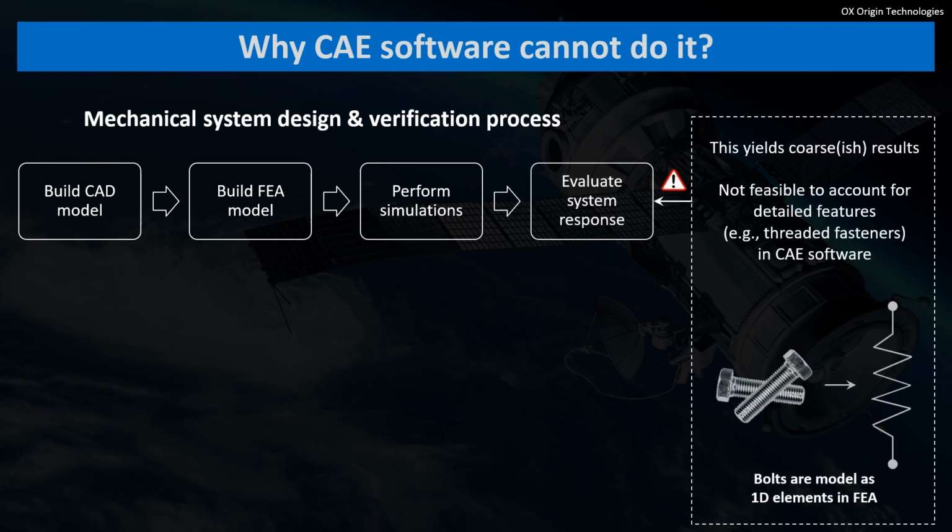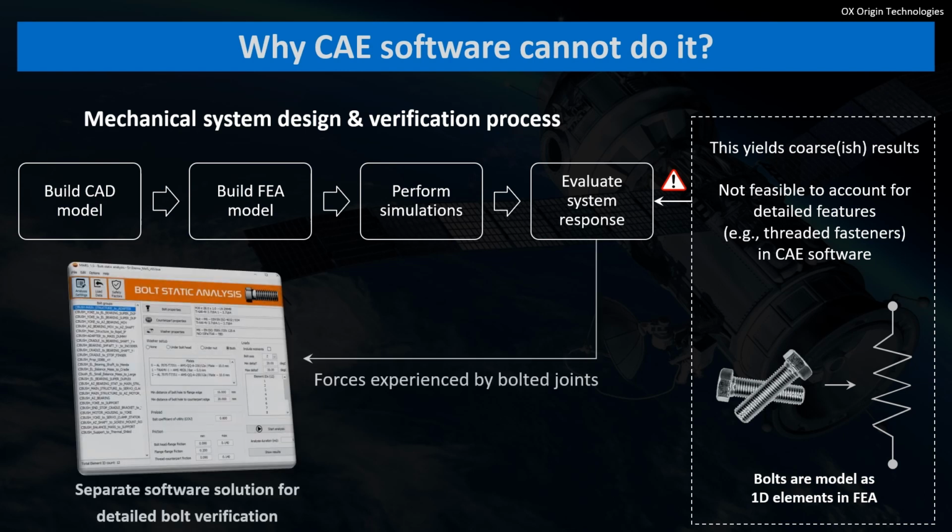But it's not feasible to build the FEA mesh to cover the entire system and to be fine enough to capture the small details such as the thread of a bolt. So you get around this problem by building a coarser FEA model which accounts for a bolt only as a 1D spring element. This way you obtain the forces which the bolt is subjected to and use them in a separate software which accounts for all detailed characteristics of the bolt.